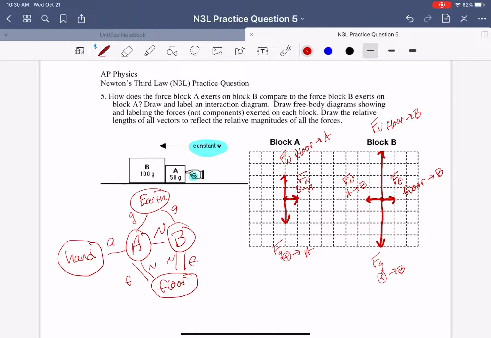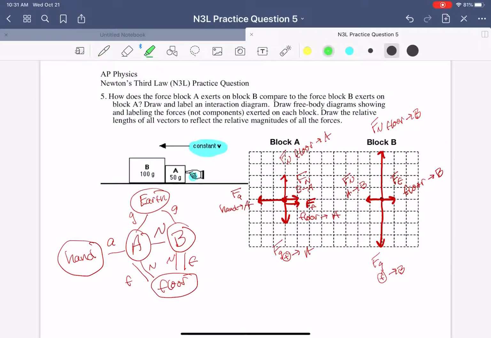But I also have a friction force. My friction force is going to be the same size, right? So I also have my friction force of the floor on A. And since it's moving at a constant velocity and my forces are balanced, my applied force of the hand on A has to be twice as big in order for it to be balanced. So there's my applied force of my hand on A.